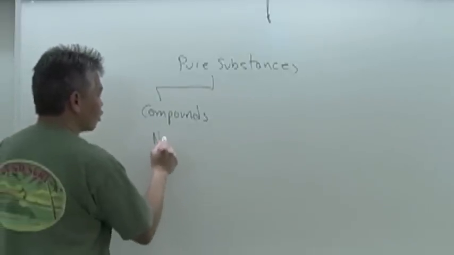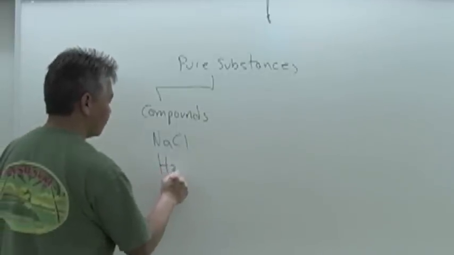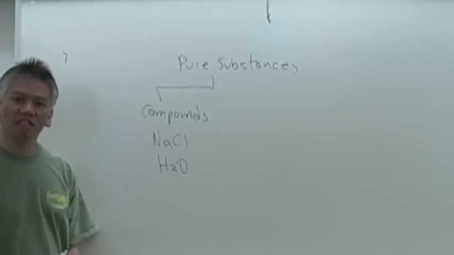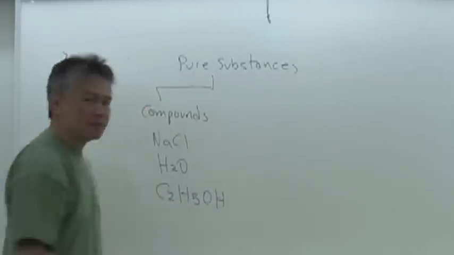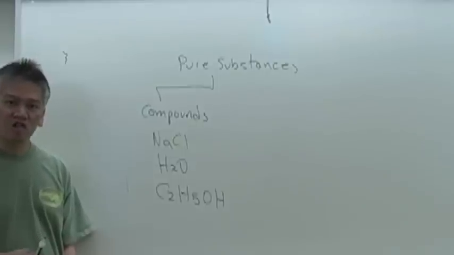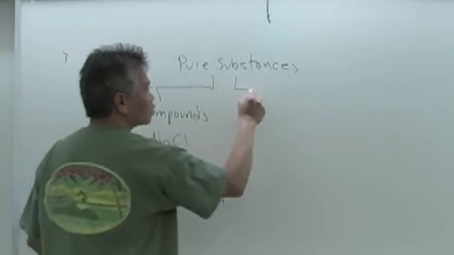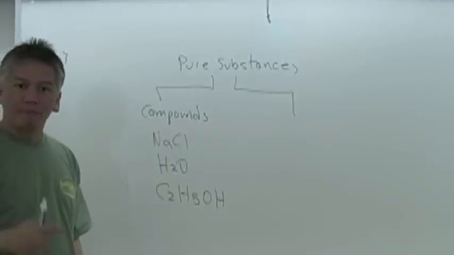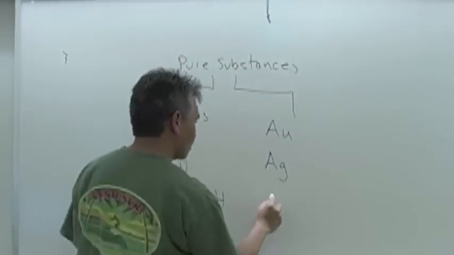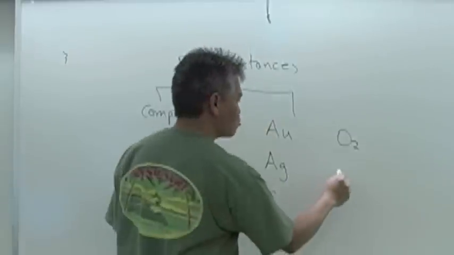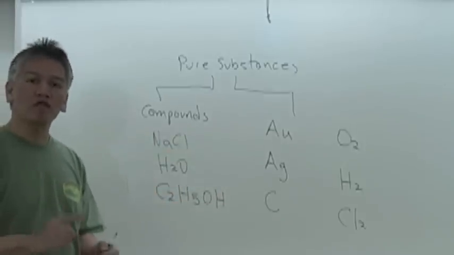For example, you have sodium chloride. Sodium chloride, or table salt, has sodium and chlorine. Another example is water. That particular chemical has hydrogen and oxygen. Another chemical might be ethanol. That particular chemical has carbon, hydrogen, and oxygen. Each one of these are pure substances, but more specifically, they are compounds. And then we can also classify pure substances in terms of elements. Examples might be gold, silver, carbon, oxygen, hydrogen, chlorine. You notice that for these particular substances, there's only one unique element.